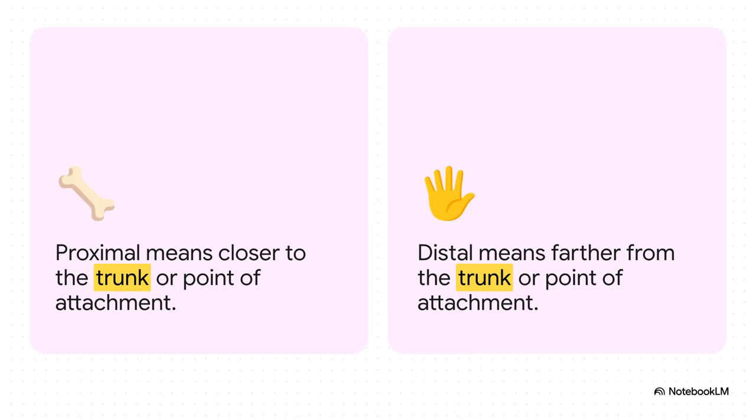First up, proximal versus distal. Think about your limbs for a second. Proximal simply means closer to the trunk or the point of attachment, like your shoulder. Distal, that's farther away, like your fingertips. Nailing down this limb distance is absolutely vital when you're coding things like extremity fractures, tendon injuries, or vascular descriptions.